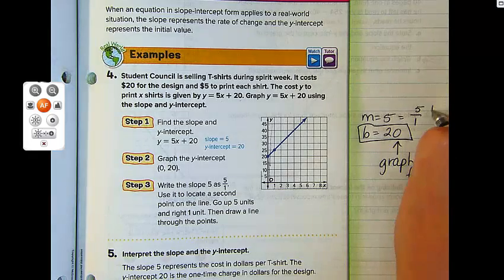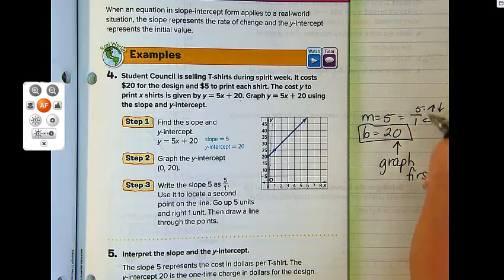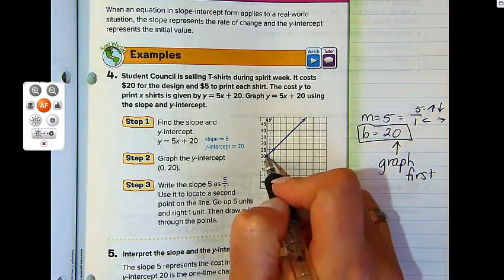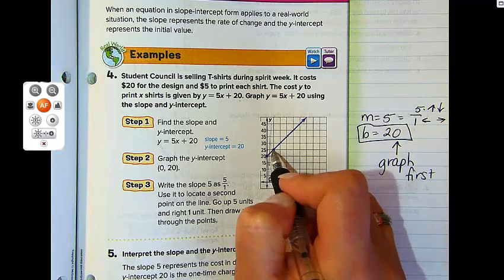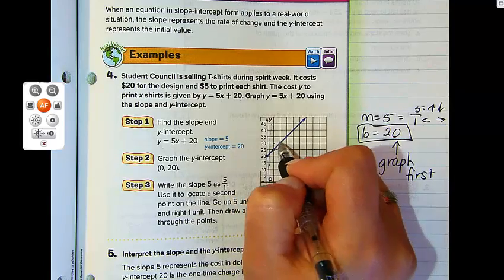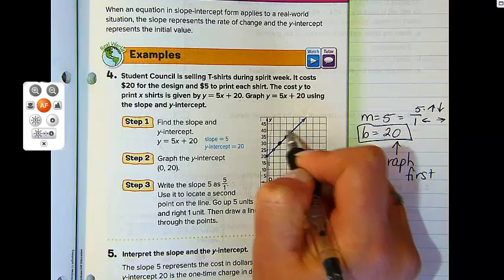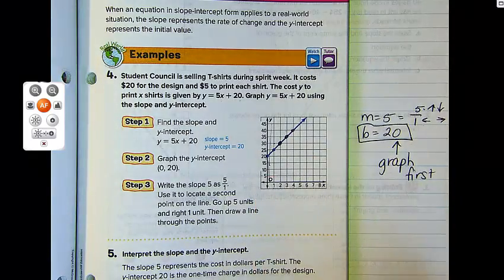So this is my up and down change. This is my left and right change. I'm going to go up 5 over 1. So from 20 to 25 is up 5 over 1. And then I can go up 5 over 1 again, I should have a point right there. Up 5 over 1, I should have a point right there. You see why this is creating a straight line.